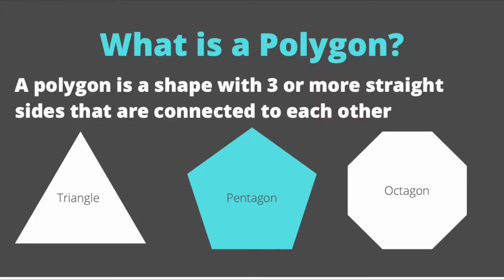Before we begin to learn what the perimeter of a polygon is, first we need to look at what a polygon is. A polygon is a shape with 3 or more straight sides that are all connected to each other. For example, a triangle, a pentagon, and an octagon are all polygons.